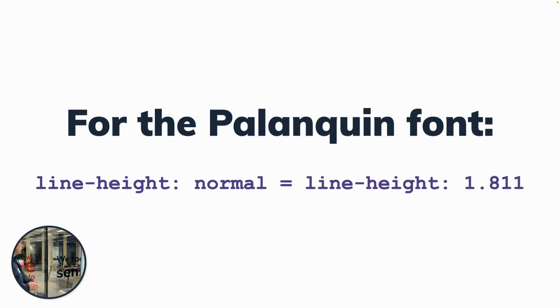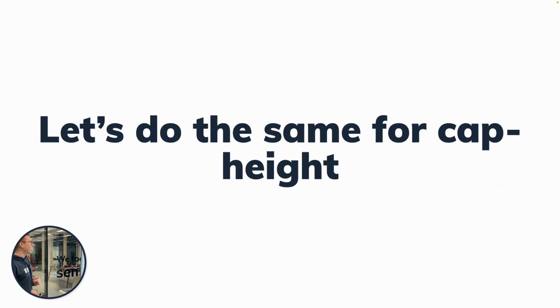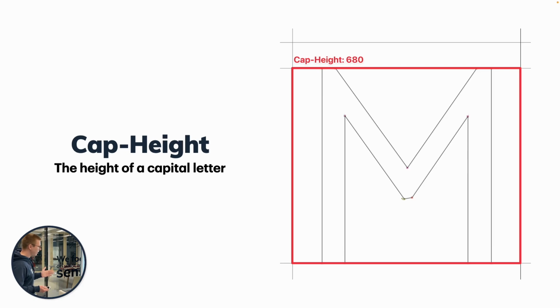Okay, so now we know how to calculate the height of a text looking at the font metrics. And now let's do the same thing for the cap height. What is the cap height? It's another of these font metrics, and it's just the height of a capital letter. And that's exactly what our designer wants us to do, right? The height of the text should just be the height of one capital letter, from the baseline to the cap height.